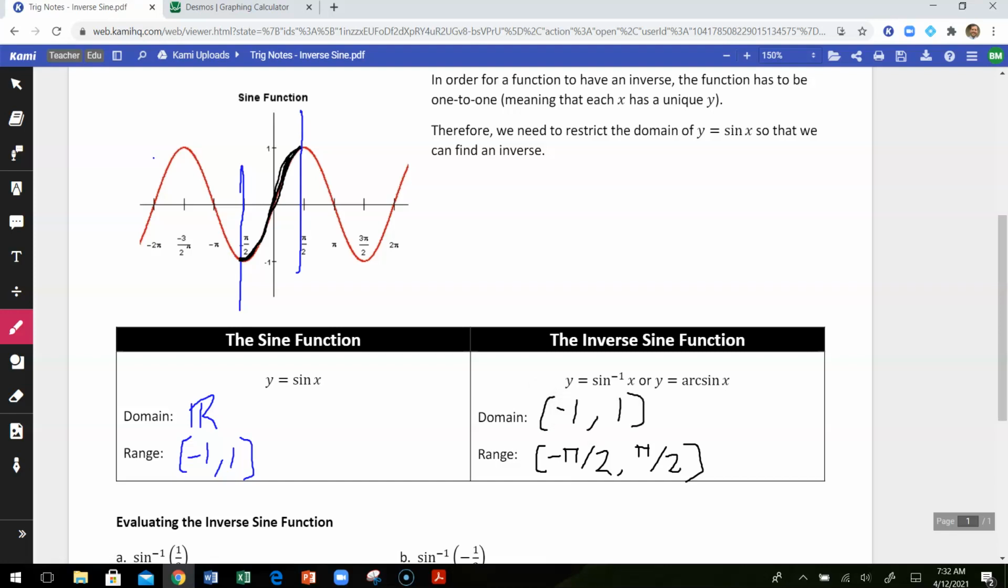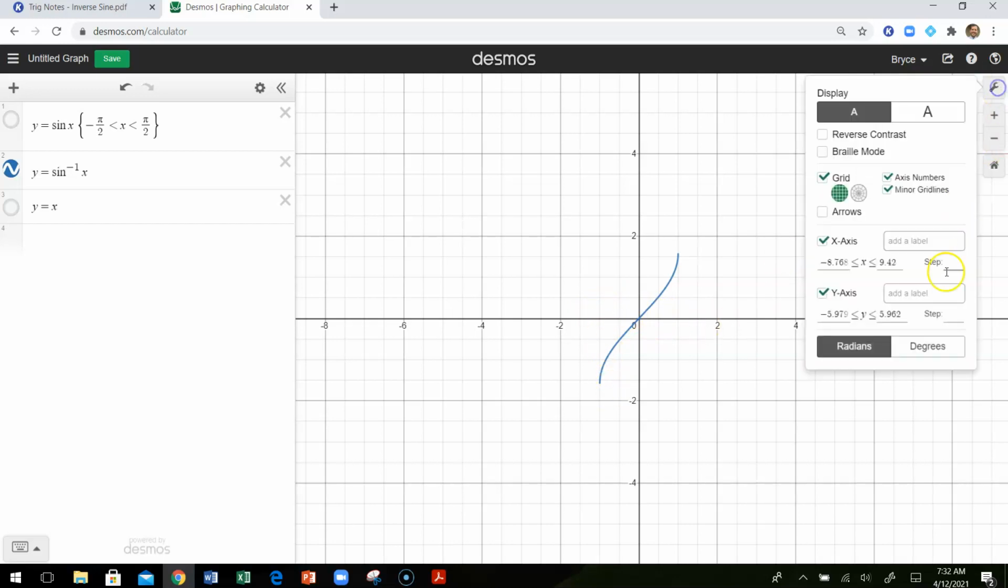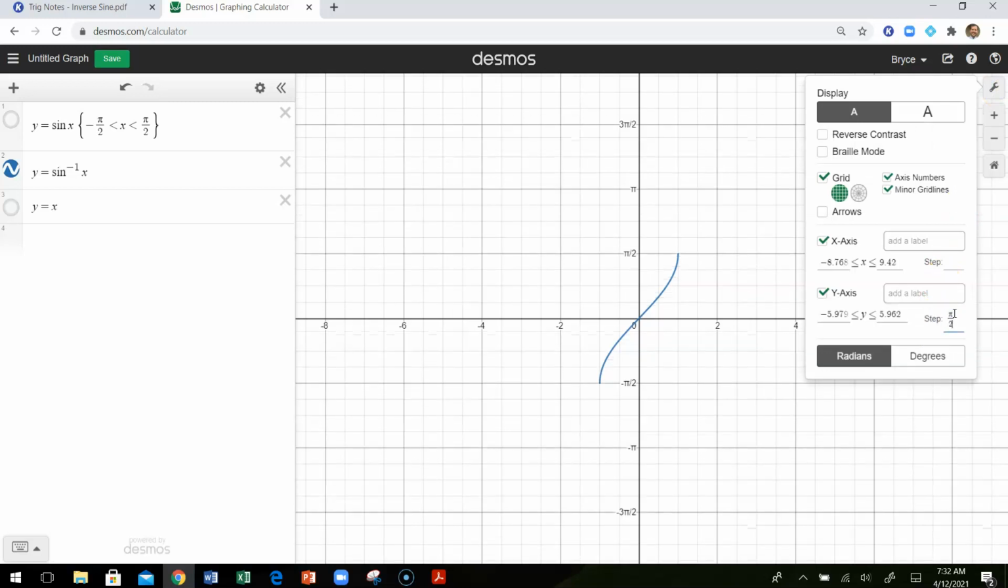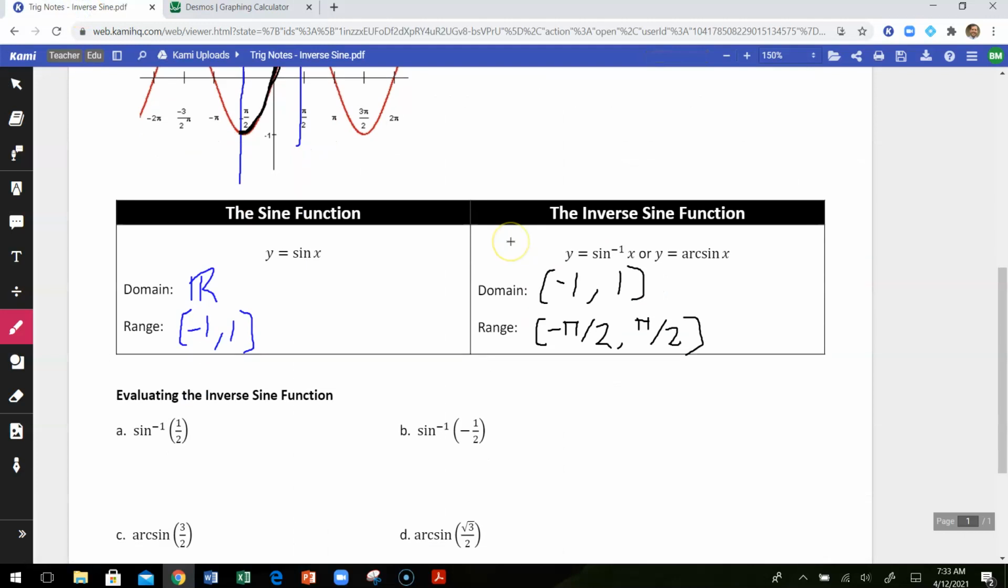And as you see that on your inverse sine function, let me take everything else away. For the inverse sine function, the domain is from -1 to 1, right? The graph is strictly between -1 and 1. And then my range, I'm going to change this real quick so you can see this. The range simply goes from -π/2 to π/2. Okay, and that is my inverse sine function.